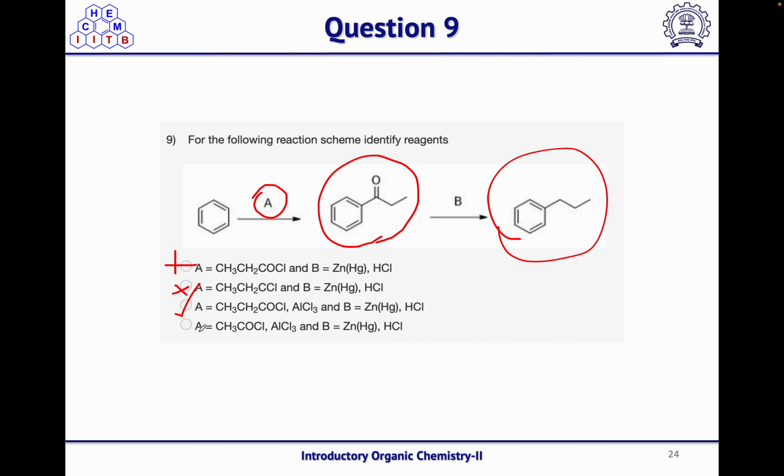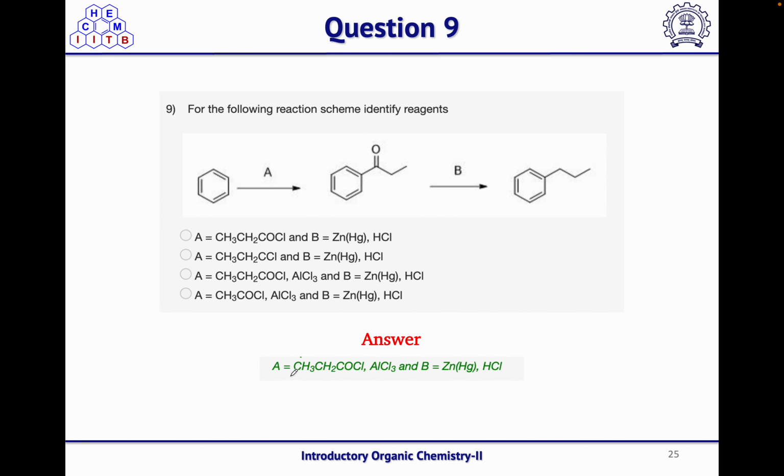So why not option D? Because they have given CH3COCl. If CH3COCl is reacting, the product will not have this group. It will have only one methyl group attached to the carbonyl. So this option can also be ruled out. So what is the correct option? The correct option is CH3CH2COCl with AlCl3, that is Friedel-Crafts acylation condition, and B zinc amalgam and HCl, that is Clemmensen reduction condition. Is this clear for everyone? This was a simple question only. In this assignment only basic chemistry we are discussing. Is this clear for everyone?